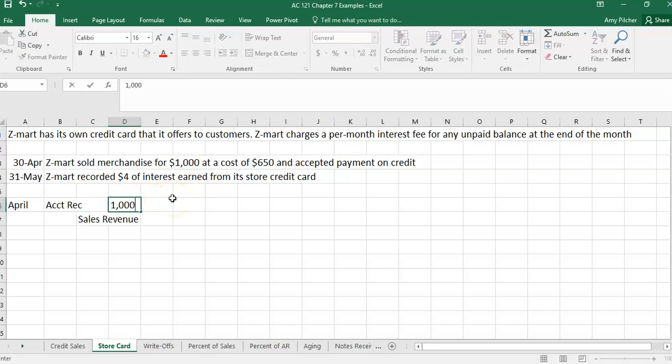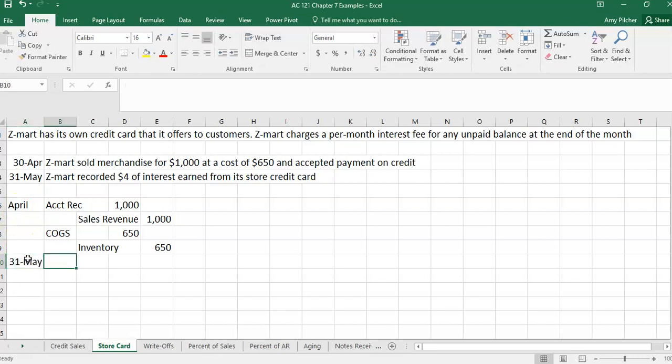So for $1,000, then we would have our cost of goods sold, $650 versus inventory of $650. And then on May 31st, we would have an adjusting entry for the amount of interest. So we would add that to the customer's accounts receivable, $4 of interest, and we would record interest revenue of $4.